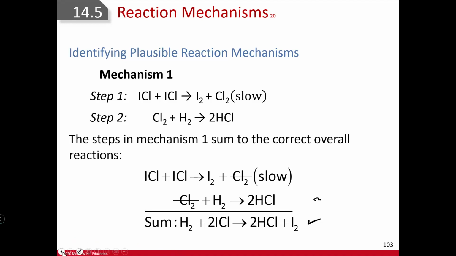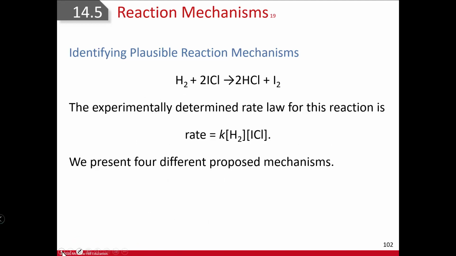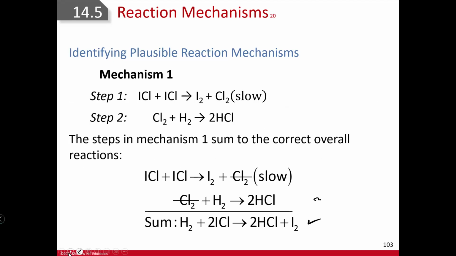All right, so let's prove that that's correct. Let's go back, and you see hydrogen reacts with 2 moles of iodine chloride, forms 2 moles of hydrogen chloride, and forms iodine. So we've met one of the criteria. We've got the correct sum. But then if I asked you to write the rate law for this reaction, what would you write? You may want to stop here and try writing it.